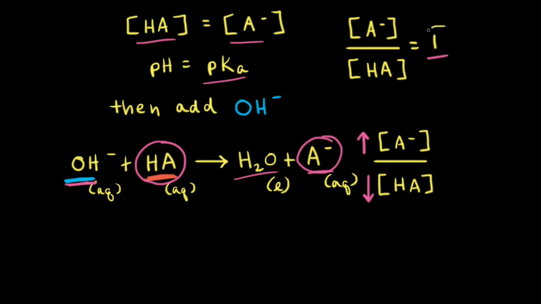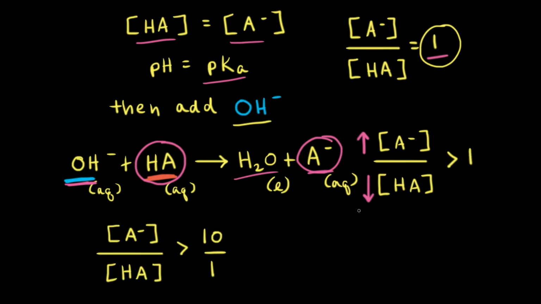So we started off with our ratio equal to 1, and as we add small amounts of hydroxide anions, this ratio gets larger, therefore it would be greater than 1. As long as our ratio stays relatively close to 1, the buffer solution is effective at resisting large changes in pH.